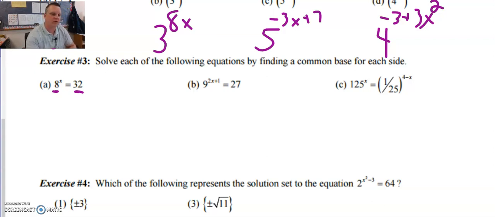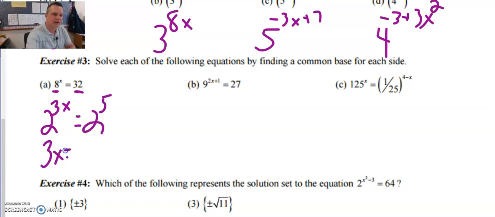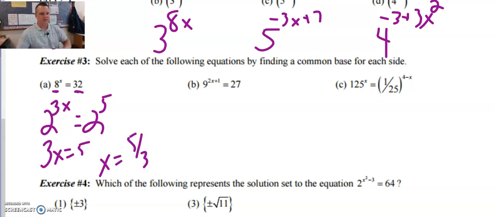So we go even further and say, well, gee, we think we can have a base 2. 2 times 2 is 4, times 2 is 8. So that is 2 to the 3x equals 32. And you're going to see some of these that are very familiar. 2, 4, 8, 16, 32. So it's 2 to the 5th power. So we have 3x equals 5, x equals 5/3. They don't always have to be nice, even numbers.